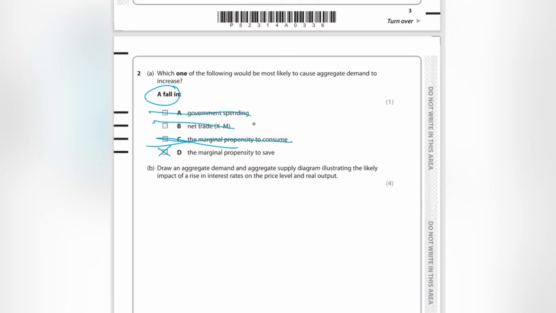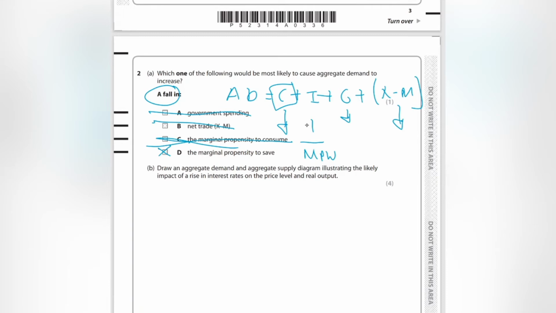The reason why it's not government spending is because the formula for AD is C plus I plus G plus exports minus imports, or net trade. So if government spending decreases, then AD is going to fall. If net trade falls, then AD is going to fall. If the marginal propensity to consume falls, that's going to influence consumption, which is going to fall. If the marginal propensity to save falls, then that should decrease the value of the marginal propensity to withdraw. And one of the ways to calculate the multiplier is 1 divided by MPW, and therefore this should increase AD.